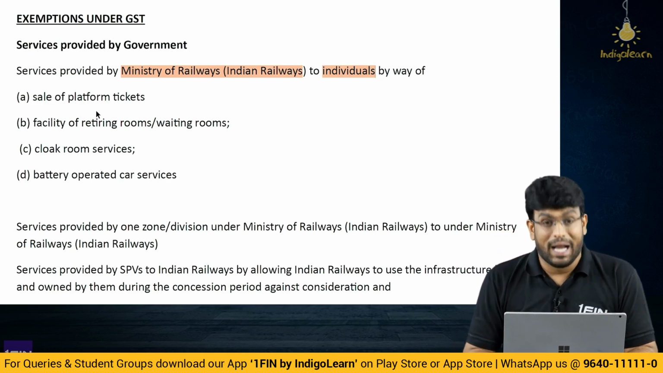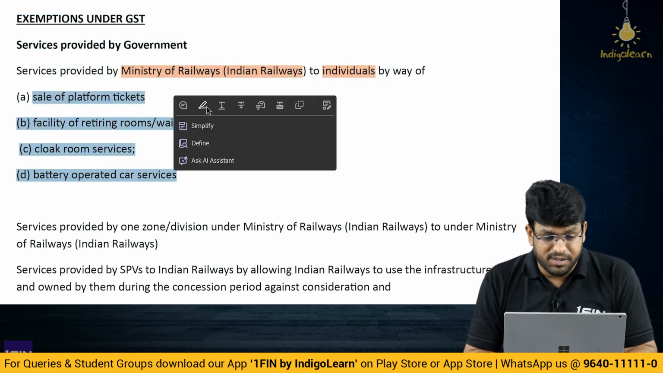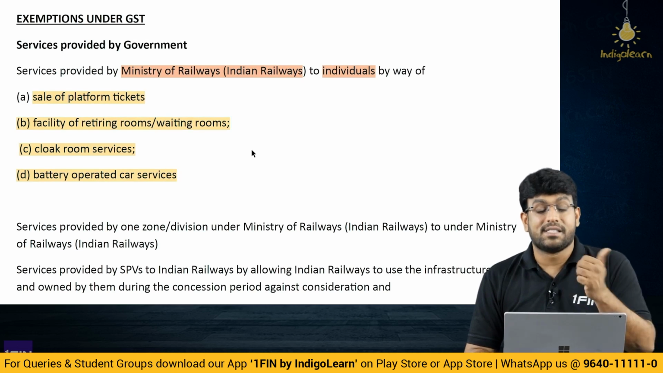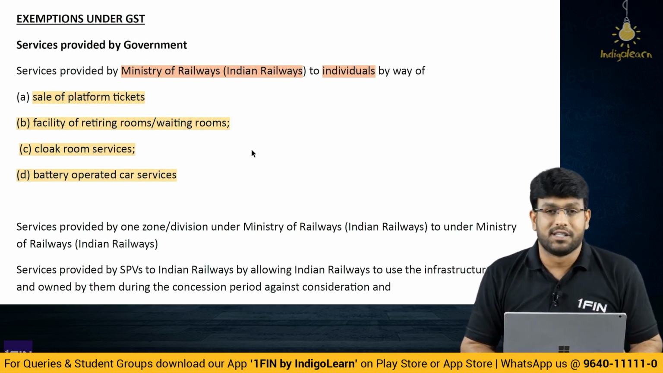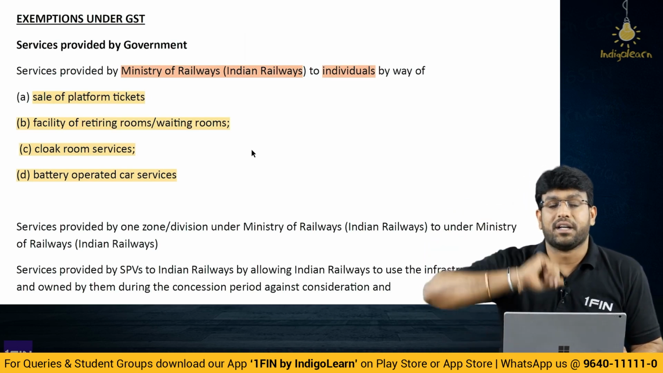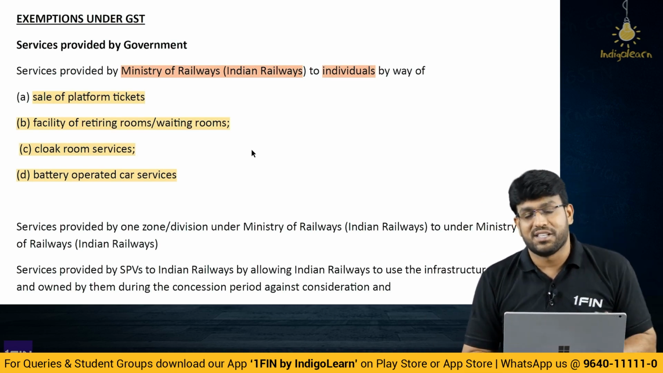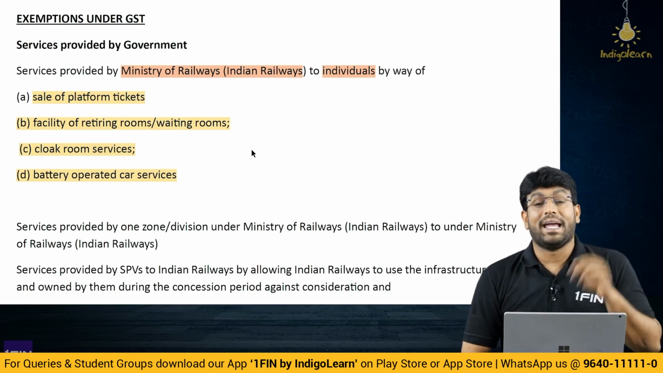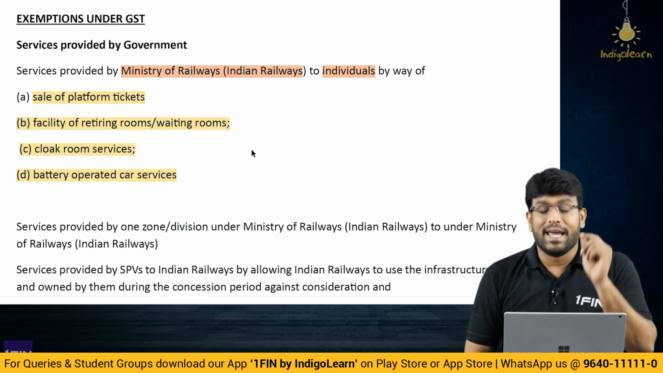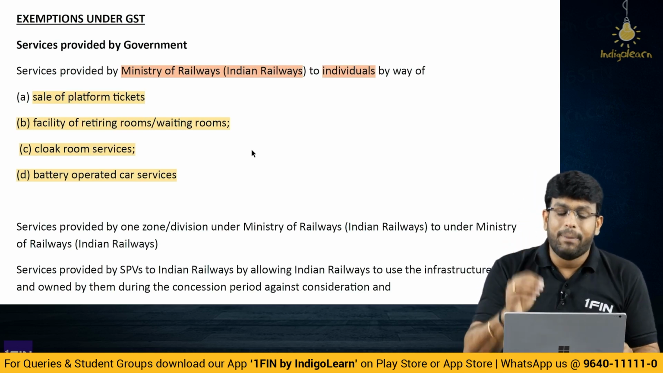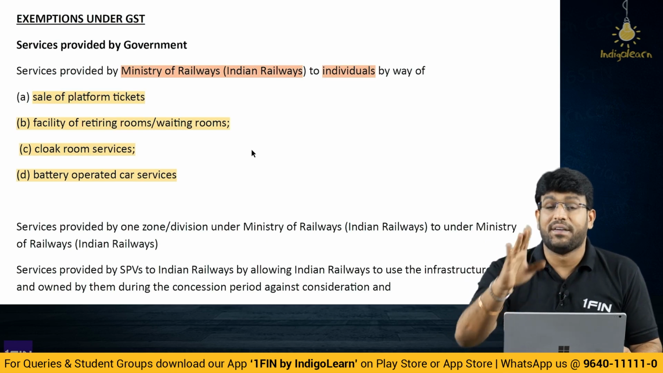See that. Sale of platform tickets, facility of retiring or waiting rooms, clock room services, that is for storage of our luggage. Then battery operated car services, very common. Recently, I myself have used the battery operated car service. I was traveling somewhere with my parents and in the railway station there was a facility of battery operated car services. For that earlier there used to be GST, but now there is no GST at all because it is exempt. So what is the exemption, my dear friends? Services provided by Indian Railways to individuals by way of sale of platform tickets, facility of waiting rooms or retiring rooms, clock room services, battery operated car services. These services are straight away exempt.